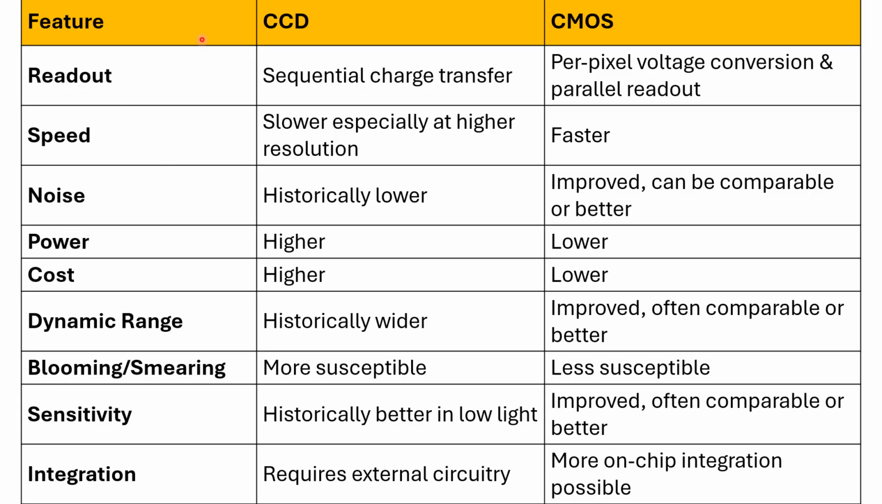This table summarizes the difference between the CCD and the CMOS. You can just pause it and pass through these features, the differences between the CCD and CMOS sensors.